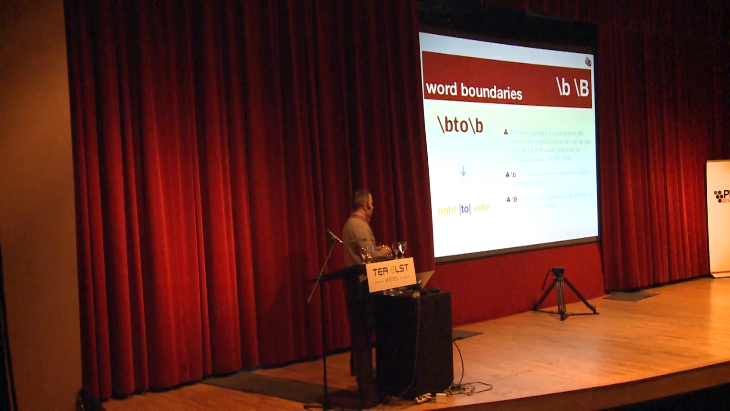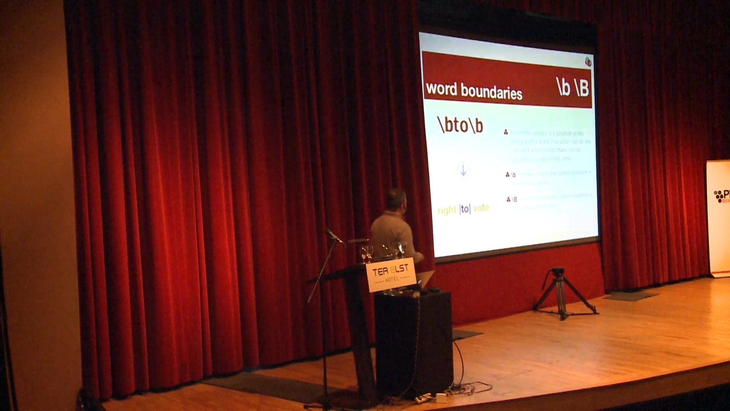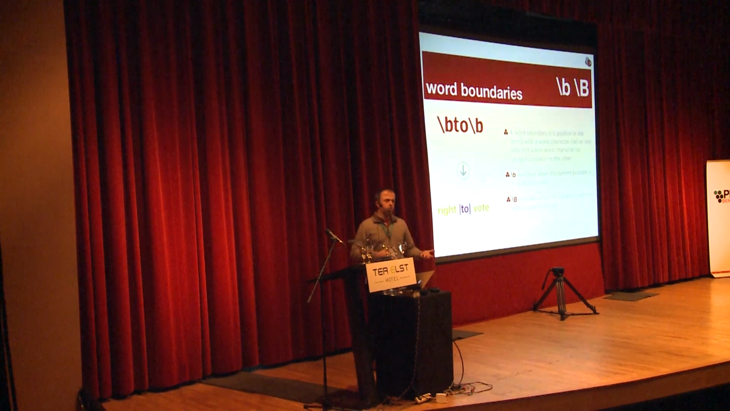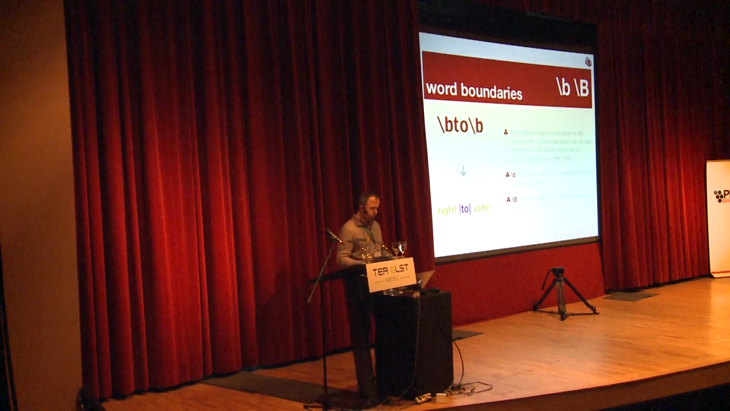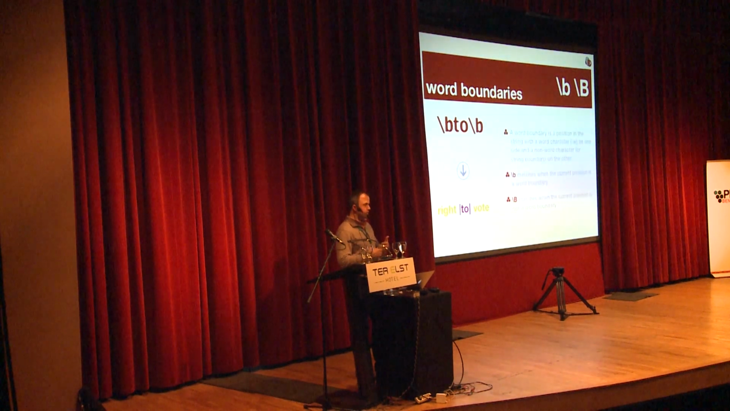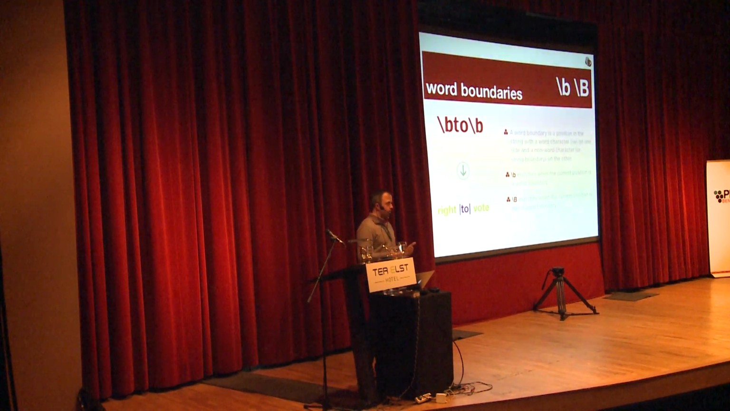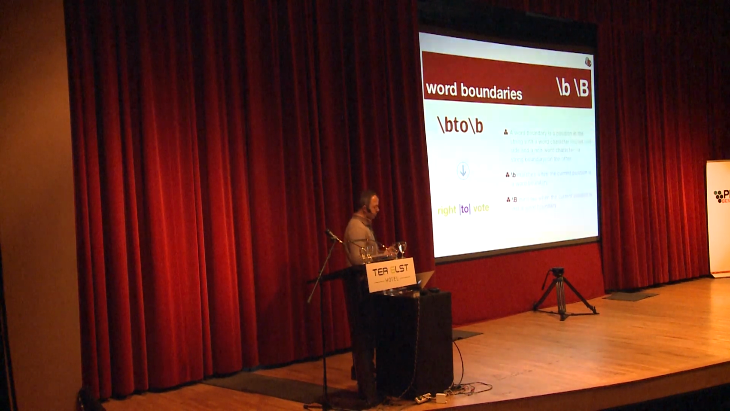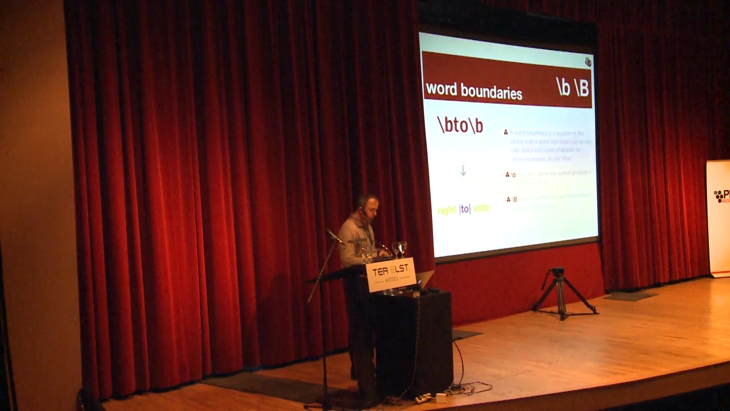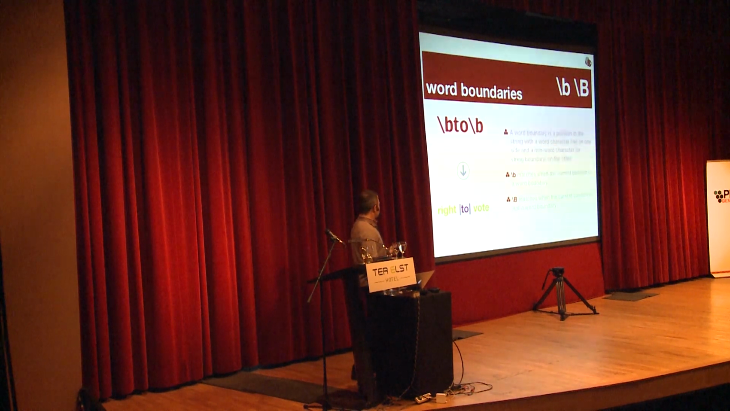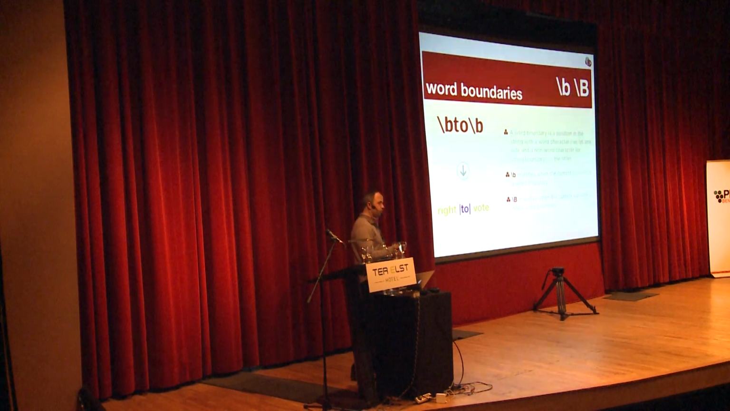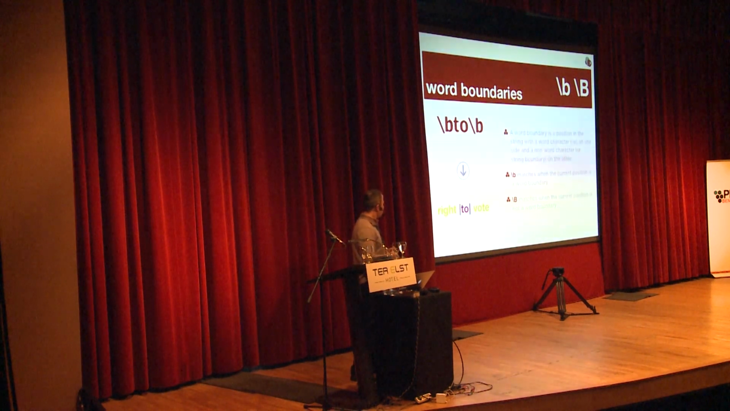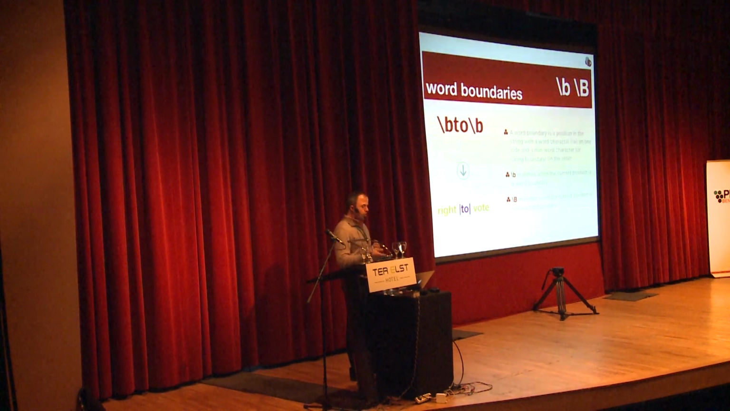Word boundary is another assertion, and a word boundary is a position in the string where on one side there's a word character and on the other side there's a non-word character. And remember that in regex land, word means letters, numbers, and underscores, right? So you have to be careful with that. But basically, \b matches when the current position is a word boundary, and \B matches when the current position is not a word boundary.